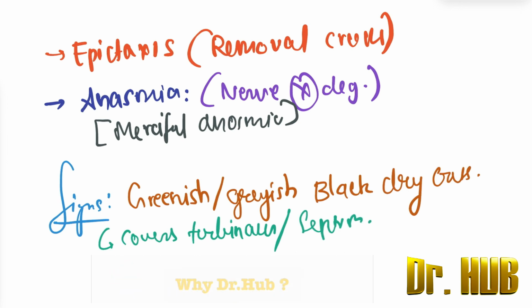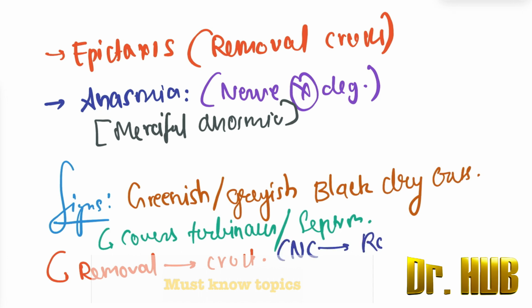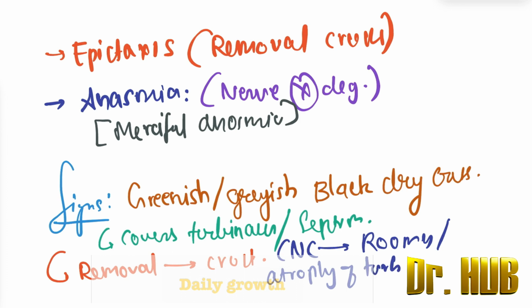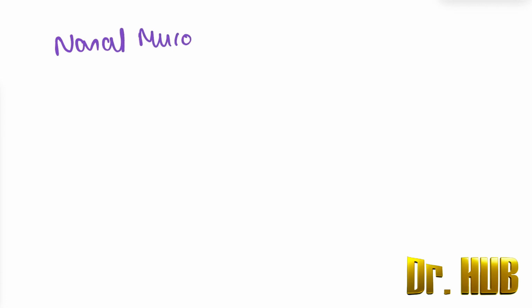Next, on removal of the crust, the nasal cavity appears roomy, with atrophy of the turbinates. Another important point is how the nasal mucosa appears. It appears pale. So this was all about atrophic rhinitis and its clinical features.